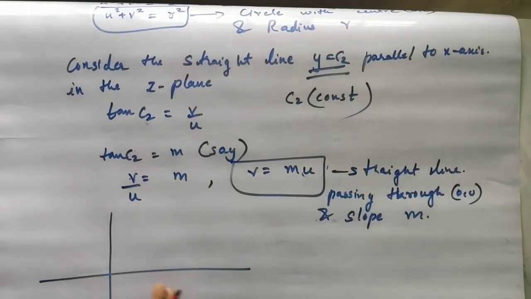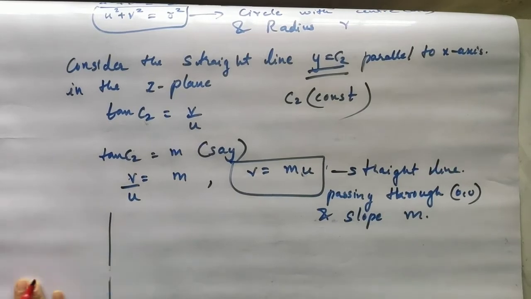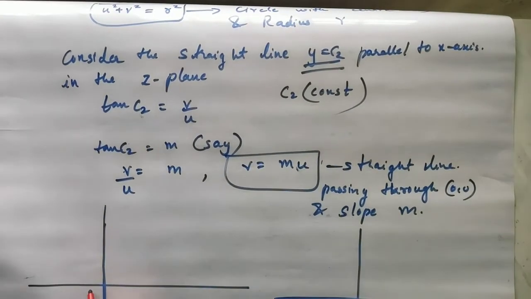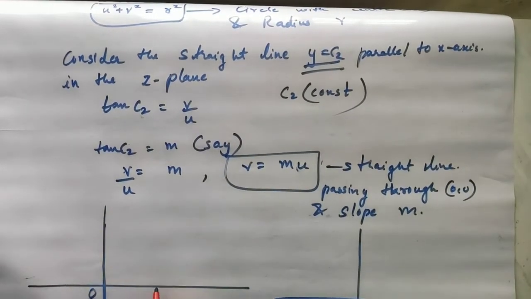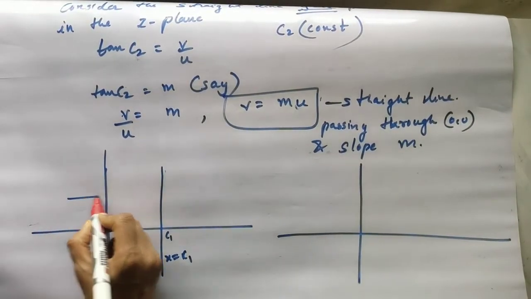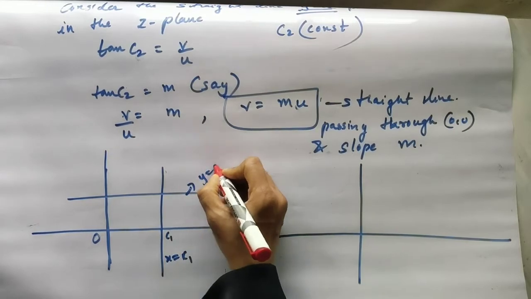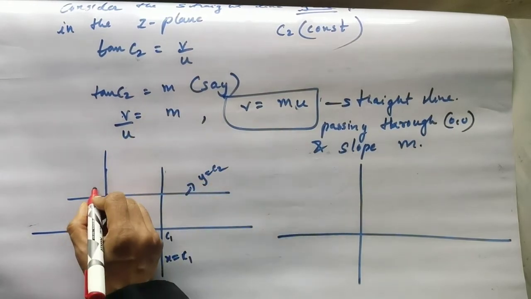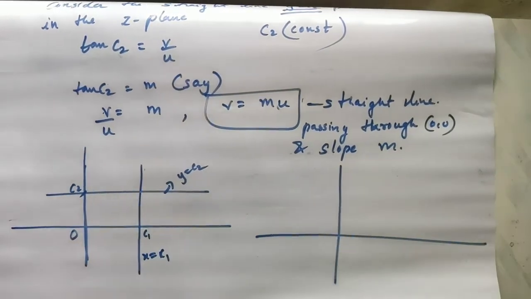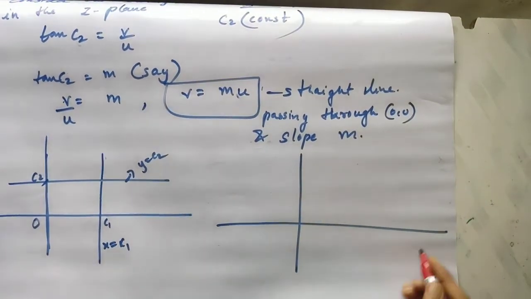Therefore, let us draw and consider how this will be. See, say this is the XZ plane for us. Okay, and say this is the W plane for us. Okay, so x is equal to C1. If C1 is here, I'll mark this as C1. So x is equal to C1 will be a line parallel to the y-axis. Similarly, y is equal to C2 will be a line parallel to the x-axis. Okay, so these are the two lines in the Z plane. Let's see their images in the W plane.